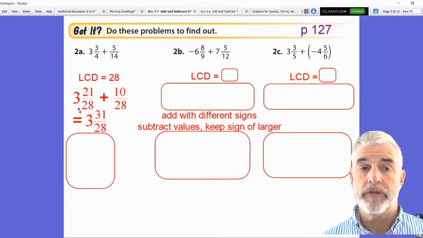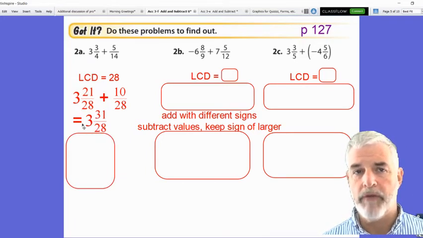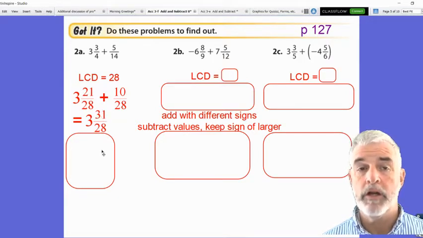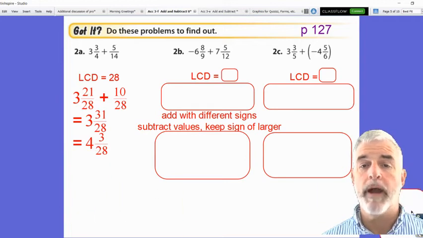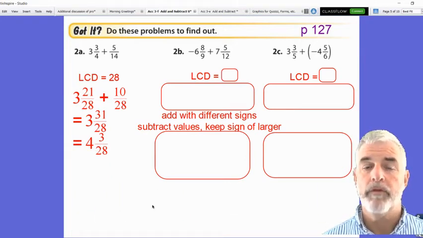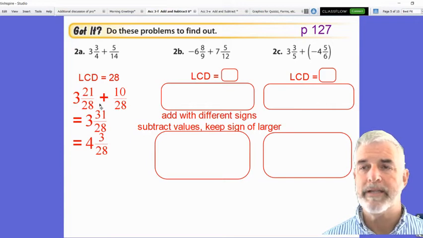So it's 3 and 31/28, which is, of course, an improper fraction. That's 1. 28 goes into 31 one time with 3 left over. So my final answer is 4 3/28. Okay, that's addition.